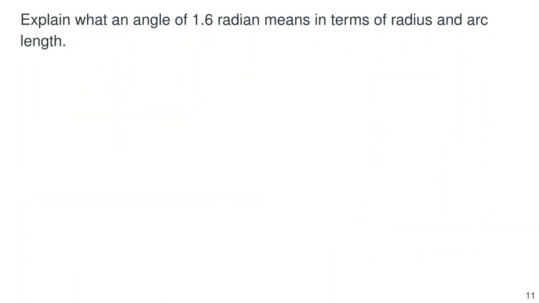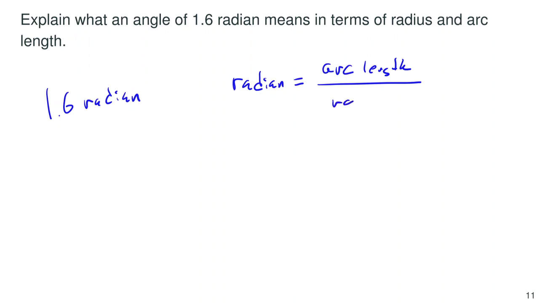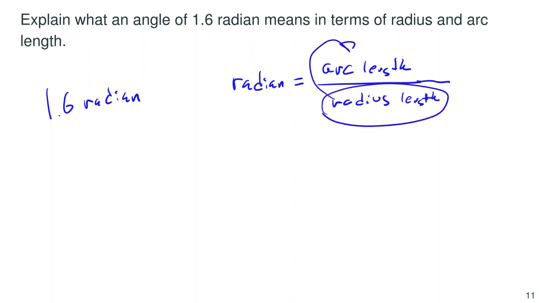Explain what an angle of 1.6 radians means in terms of radius and arc length. So the angle is 1.6 radians. If you want to think strictly in terms of the equation, we know that radian is arc length divided by radius length. Let's think a little more about this. This means how many times the radius length can go into the arc length. And that's what dividing means.